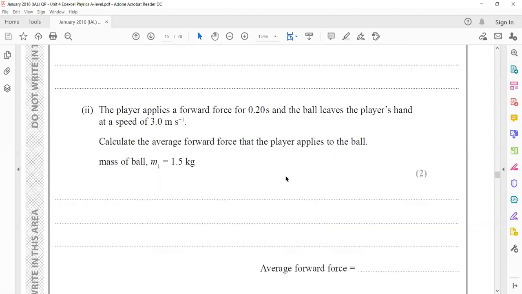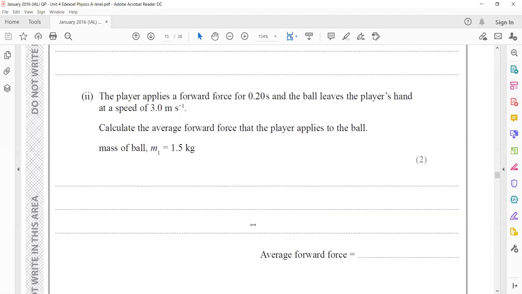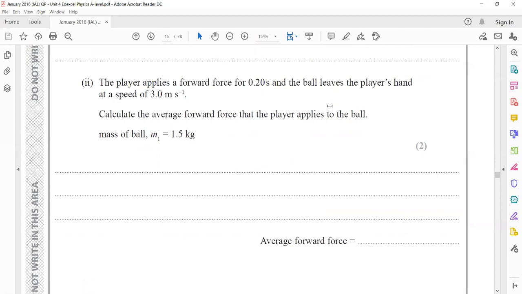The player applies a forward force for 0.2 seconds. The ball leaves the player's hand at a speed of 3 meters per second. Calculate the average forward force that the player applies to the ball. The mass of the ball is 1.5. So what is the force? What's the answer for the force? You can use the concept of change in momentum divided by time.